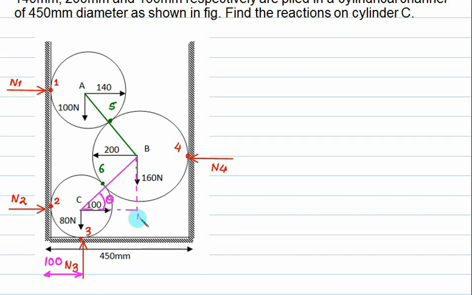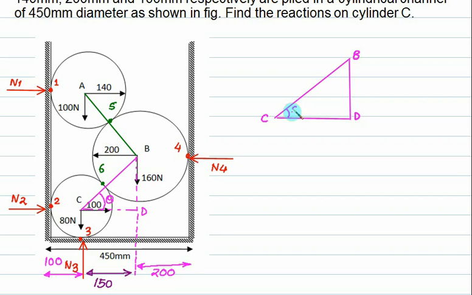Now from this, if you draw the extension, what is the radius of cylinder B? 200. So can we calculate the distance between these 2 points? It is 450 minus 100 minus 200 equals 150. 150 is correct. Okay, take out this triangle outside. Let's call this point D, and this angle equals theta.